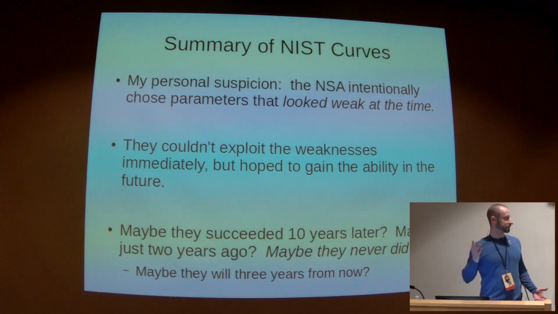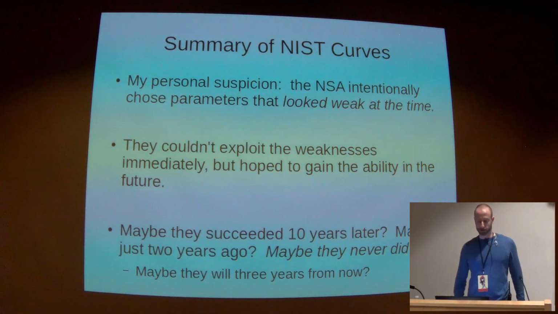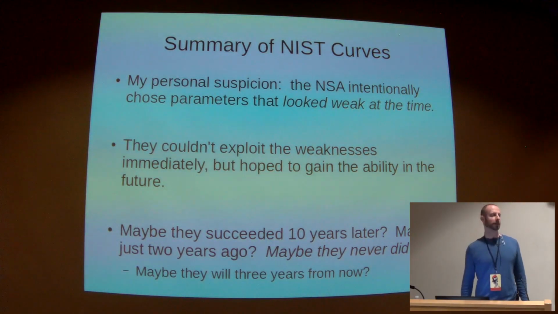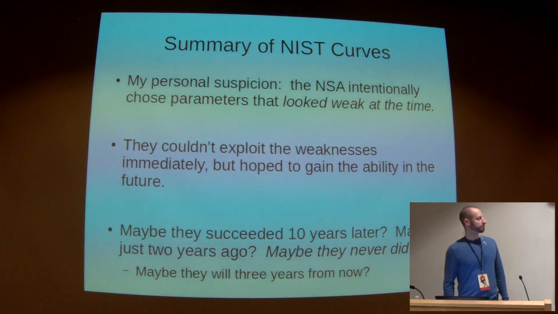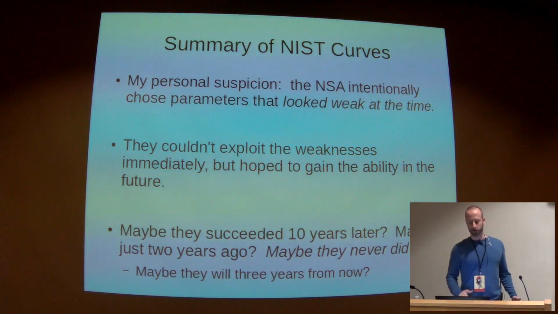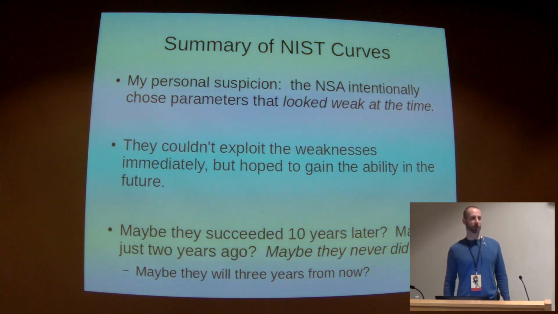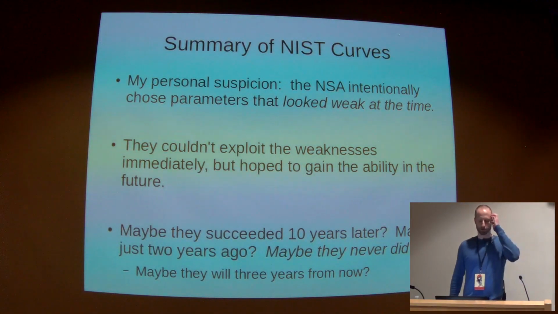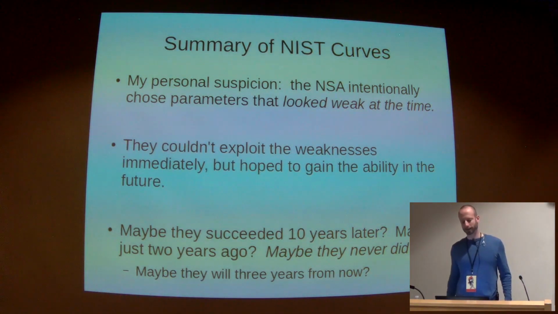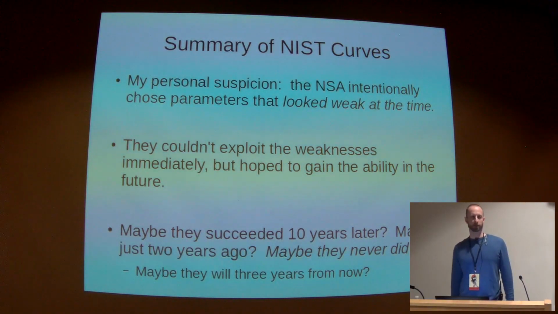So in terms of my personal suspicions, I do think that the NSA iterated through seeds and chose the seeds that created parameters that looked weak at the time. And I think maybe they looked at them and said, okay, we can't exploit them immediately, but they look weak. So maybe we can in the future, like that thing I said before, where there's smoke, there's fire. It's possible that they found these sets of curves and said, okay, we can't take advantage of them right now, but maybe 10 years from now we can.